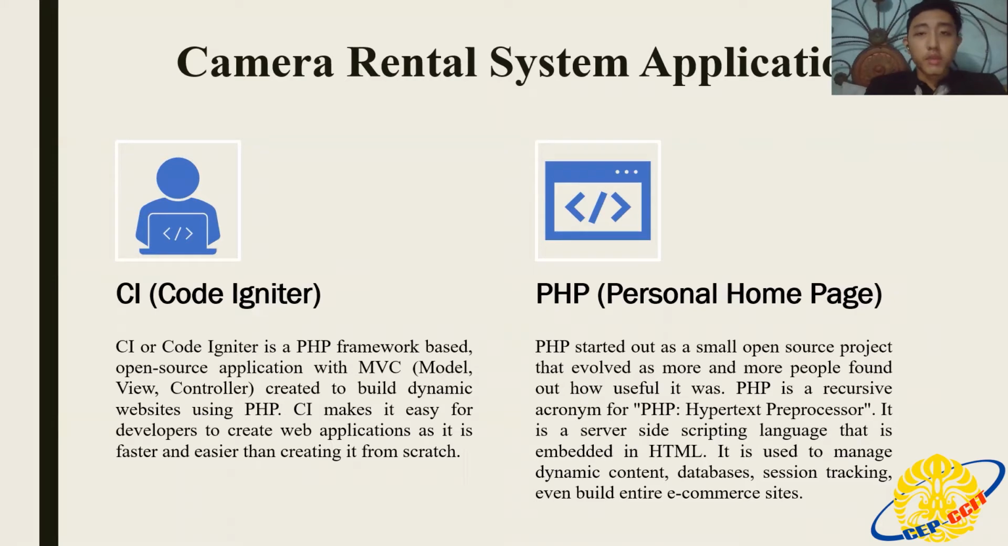And this is the camera rental system application. CI, or Code Igniter, is a PHP framework-based open source application with MVC or Model View Controller created to build dynamic websites using PHP. With using CI, developers can make it easy to create web applications as it is faster and easier than creating it from scratch.